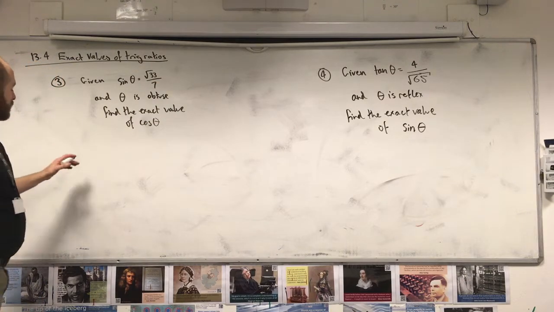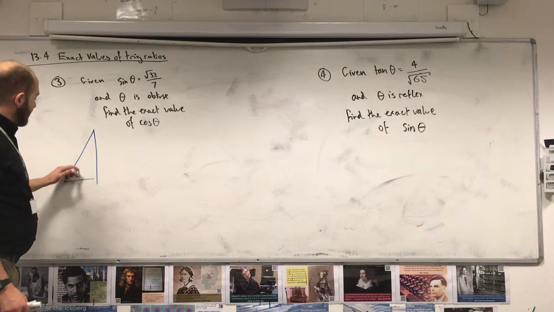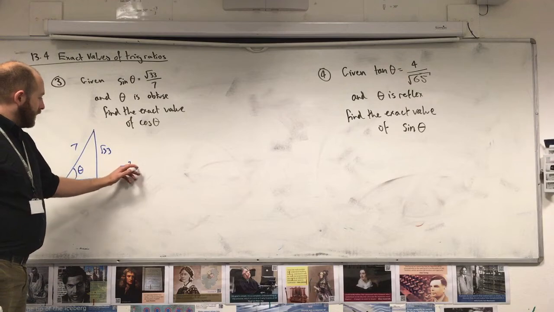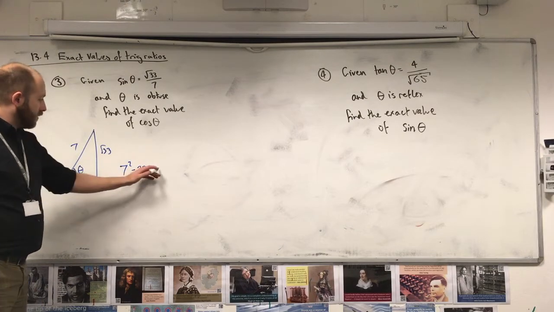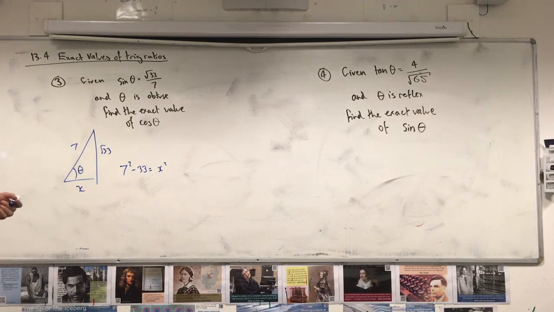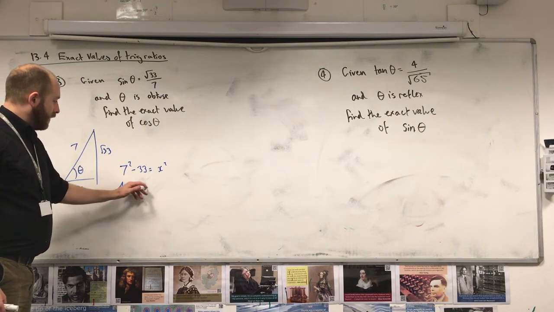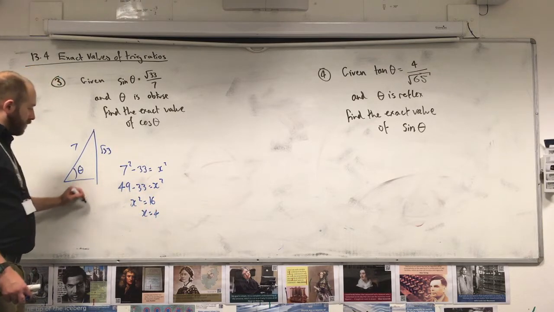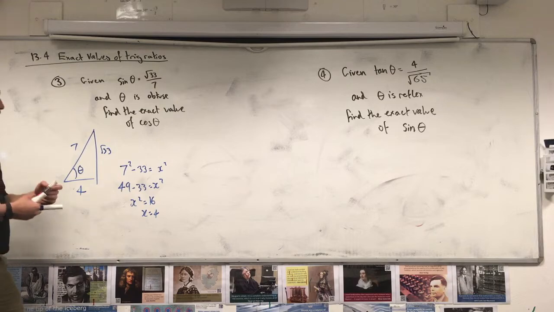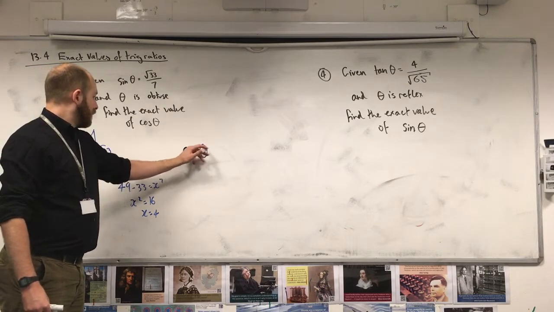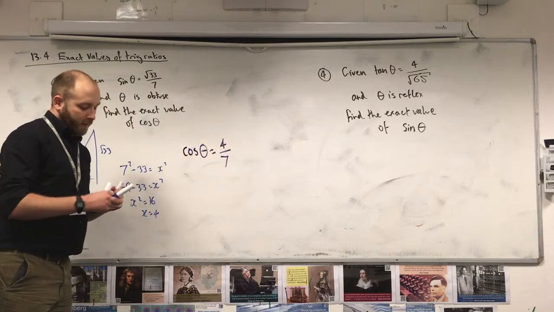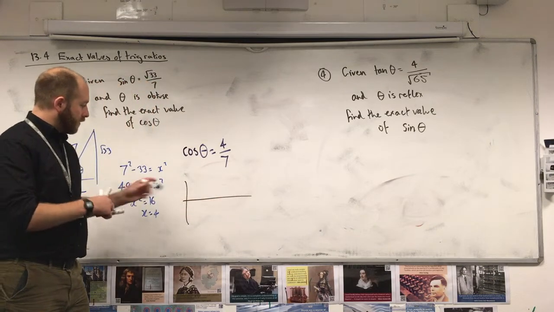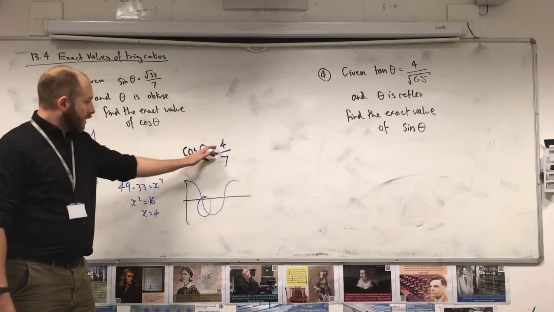So for this one, given sine theta is root 33 over 7, so we can do 7 squared minus 33 equals x squared. So 49 minus 33 equals x squared. X squared equals 16, so x equals 4. So cos theta equals 4 over 7. We just got to find out if it's positive or negative. So it's obtuse. I have a feeling cos is always negative for obtuse. Yeah, so it's that region. So we need minus.